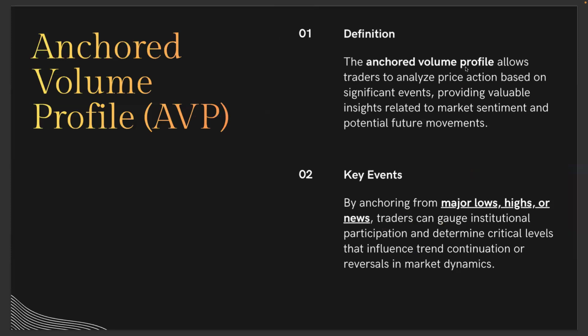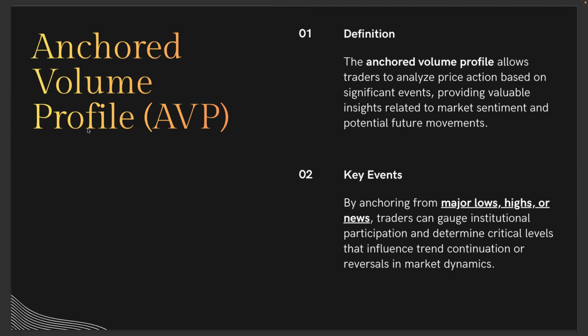And then we have anchored volume profile. Again, you can anchor the volume profile on major lows, highs, or news. I would usually use it for when we have a new month. I can anchor it on the month and follow how the profile develops over the month. I will still use my fixed range volume profile and probably SVP, so I can adjust it easier.